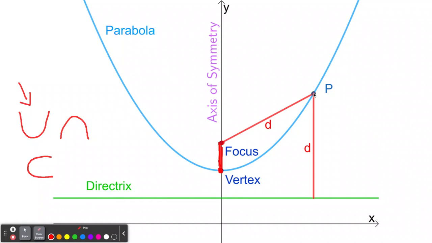You notice this point P on the parabola, and the distance from the focus to that point will be the same as from that point to the directrix, no matter where you put that point. So if I put a point here, call it point Q, the distance from Q to the focus will have the same length as from Q straight down to the directrix.